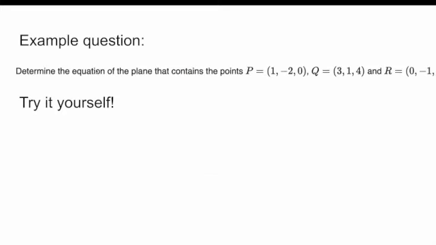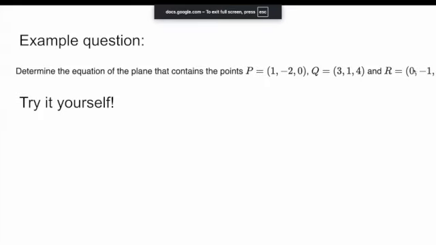So try this question yourself. Oops, I'm sorry, it says here that the last vector seems to have been cut off, but I believe that vector is a 2. So for r, it's 0, -1, and 2. Try this question yourself, and I'll walk you through the solution very quickly.